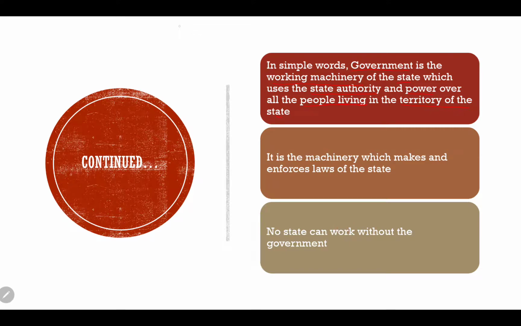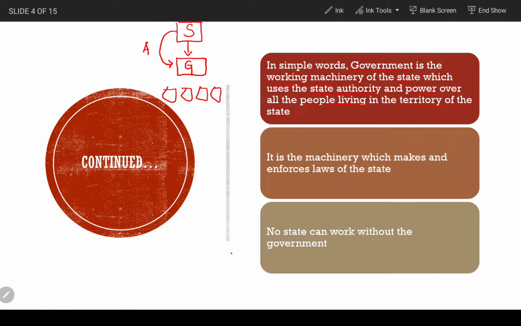Now I'll just make you understand like this. State is there, okay. So government is there. Government acts as a machinery, okay, and uses the state's authority. Who uses the state's authority? Sovereignty or supreme power. Uses the state's authority or power over whom? Over the people, over the people of that particular state living in that particular territory, okay, understood.